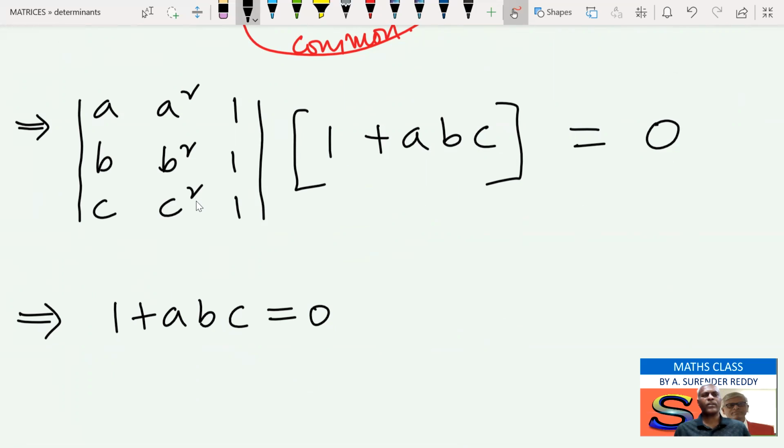So here what is there? The product of these two is equal to 0. So ఎప్పుడు ఈ product 0 అవుతుంది? Either one of the factors should become 0. So either this determinant value should be 0, or this 1 plus ABC should become 0. Then only this product will become 0.